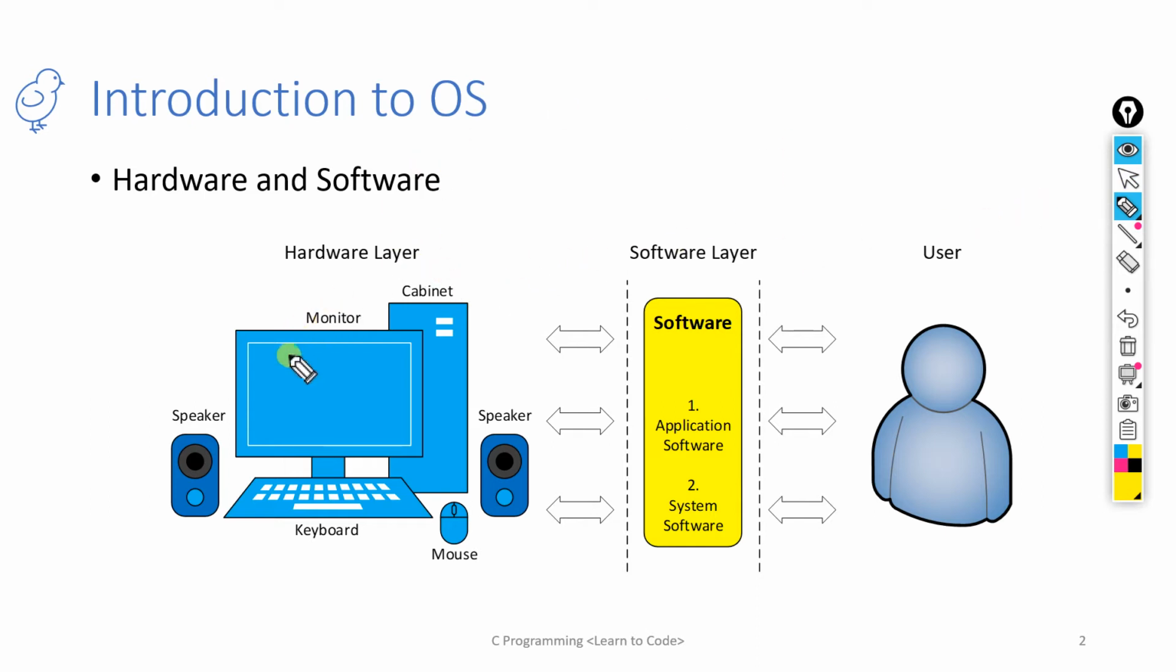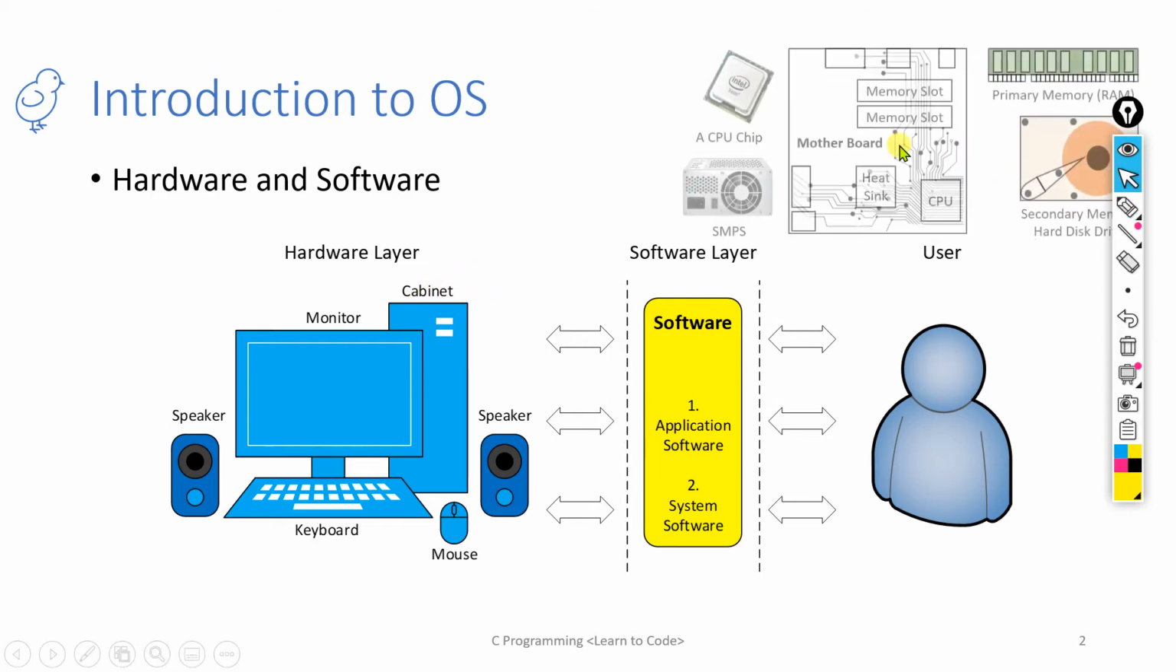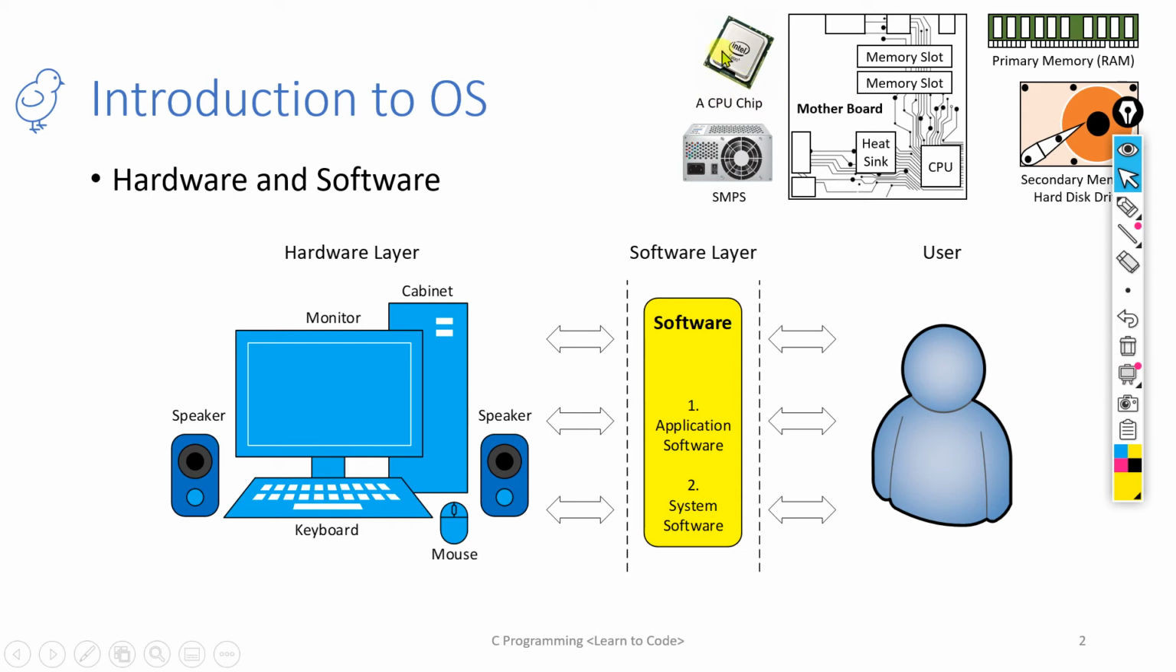Here in this slide, you can see a computer system made up of different components like speaker, monitor, cabinet, keyboard and mouse. Inside the cabinet there are several other components available, like your CPU, SMPS, motherboard, hard disk, and primary memory or RAM. These are the components present inside the cabinet of this computer system, and all of these are called the hardware of the computer system.